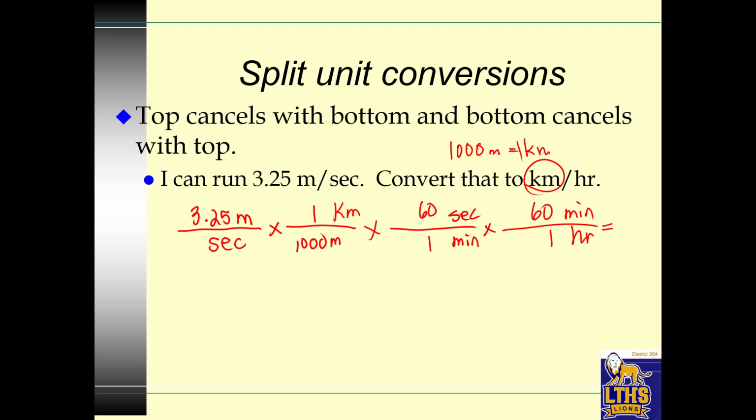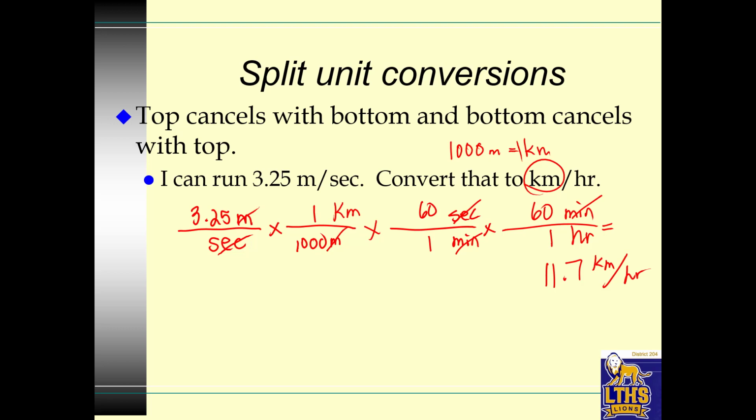Okay, so what happens is second, even though it's over here, it's still on the top of a string of multiplication, so that goes away. Meters cancels out there. Minutes cancels out there. So when I'm done, my units are kilometers per hour. Kilometers per hour is what I was looking for. So now I just do the math, and I find out that's 11.7 kilometers per hour. Okay, think I can run that fast? Is that fast? I don't know.